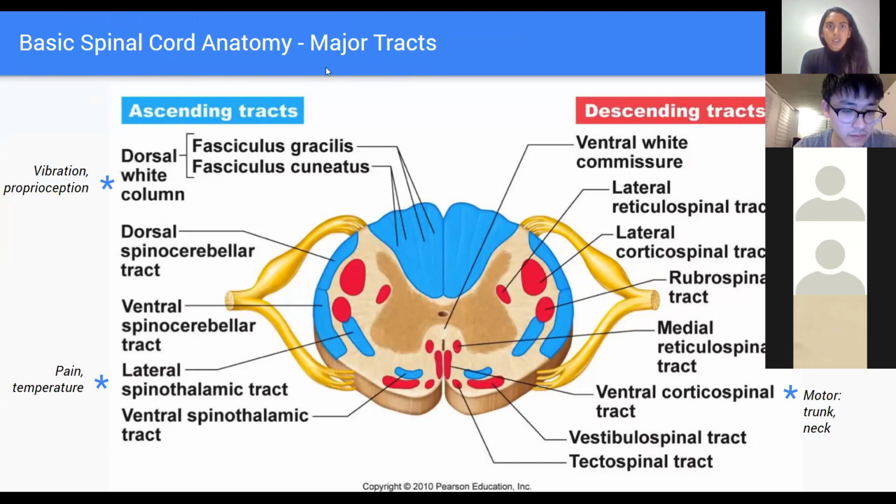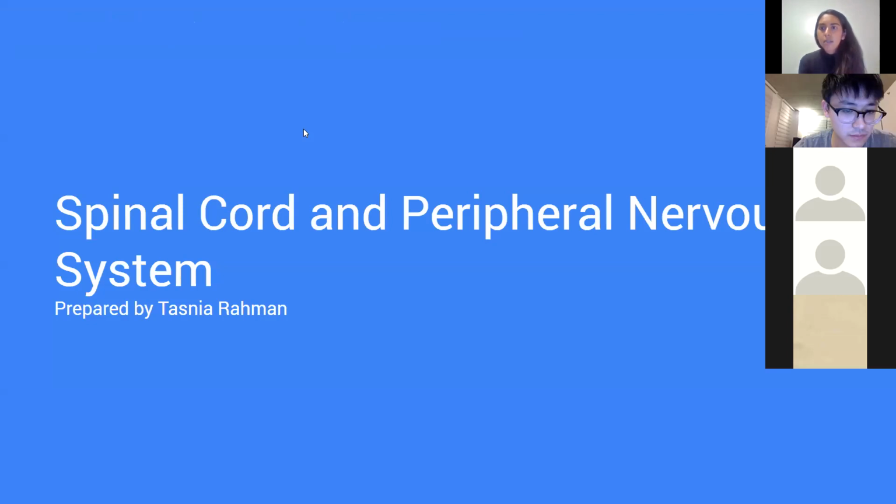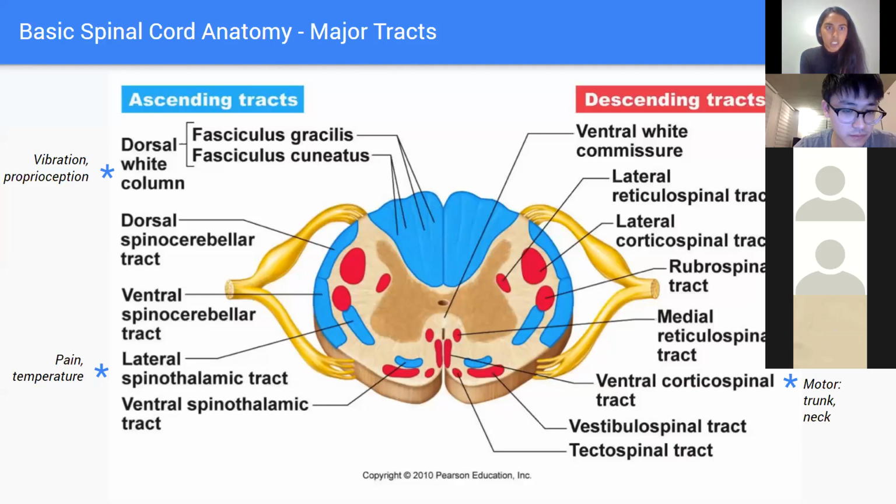So I'm going to be starting with the spinal cord and peripheral nervous system. And I put these two together because some of the pathologies we'll get into will overlap. So it's easy to look at them simultaneously. So we'll start mostly centrally and move outwards as we go through this particular part of the lecture.